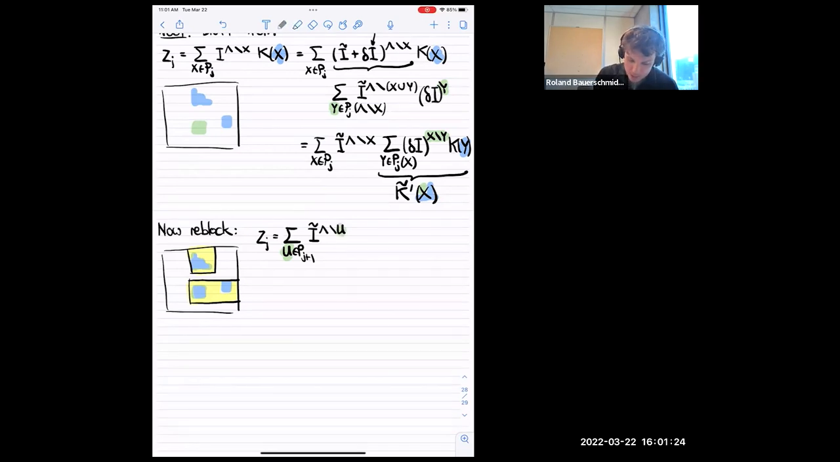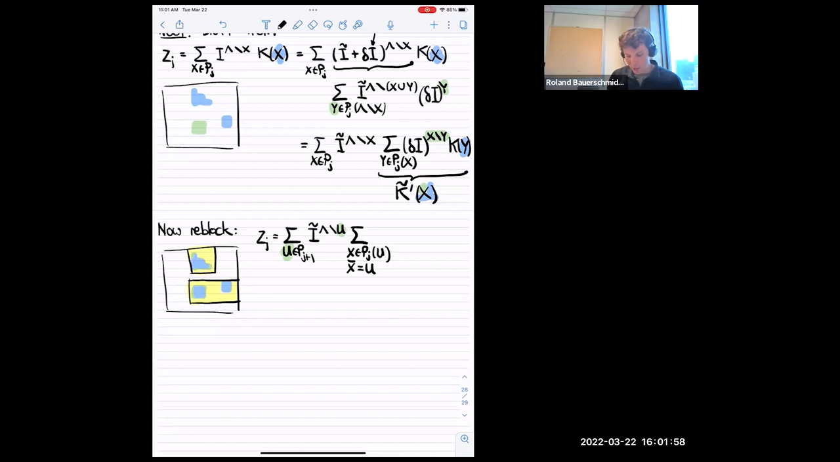I can surely do that, but then I have to add a correction, because really, here I'm summing over all X, which are polymers at scale J rather than J plus one. They're contained in U. I'm denoting this by this notation. So X is a polymer that's contained in U, and its closure is U. And closure means the smallest J plus one polymer that gives rise to U.